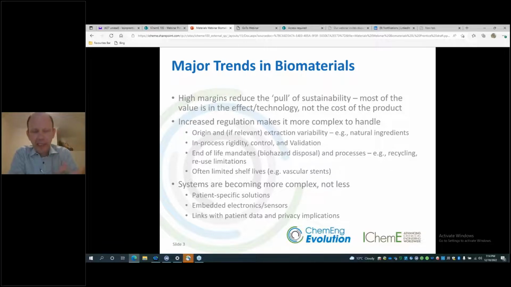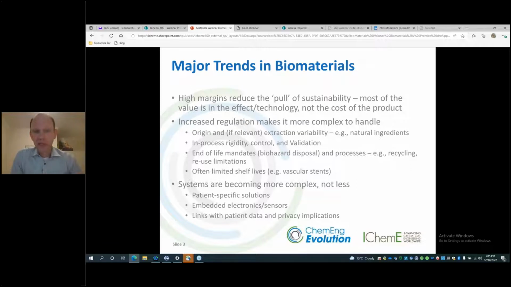Right? If you get a stent put in because you've had a heart attack and you really need a stent, that stent itself is going to cost somewhere between $5,000 and $10,000, right? The actual weight of it may be only 1 or 2 grams, right? So the pool of sustainability you can even see from that is not there in the material itself. It's about the technology, what goes into it.